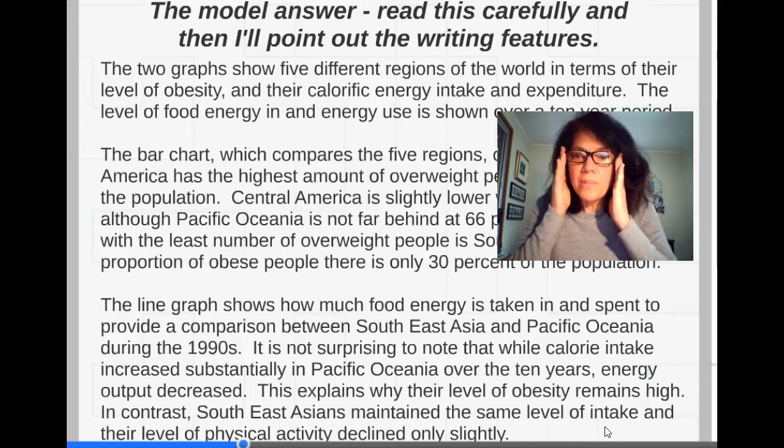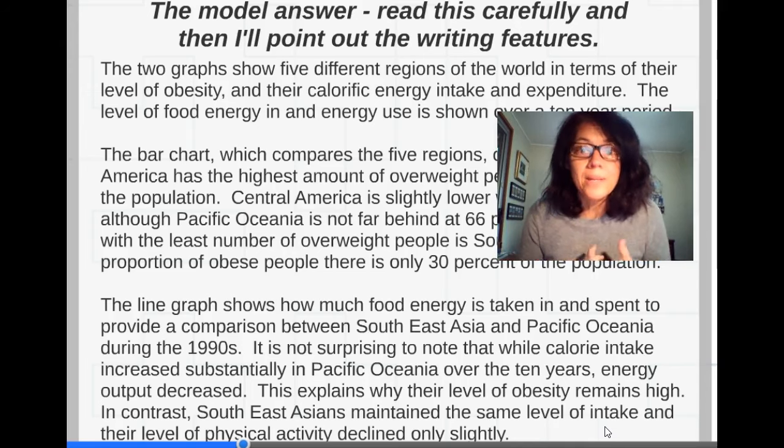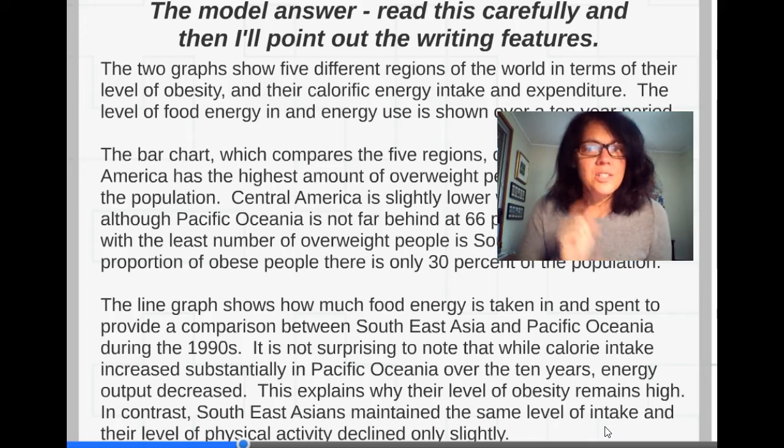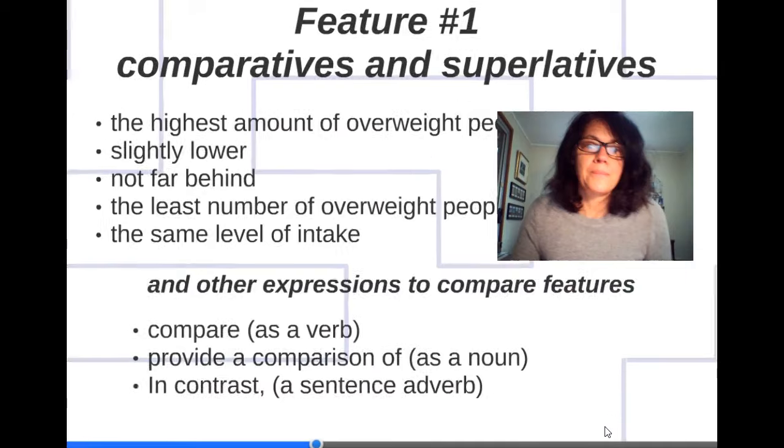Now, as we were reading, did you notice the commas? Did you notice the linking words? Did you notice the variety? Let's look at some of these features.